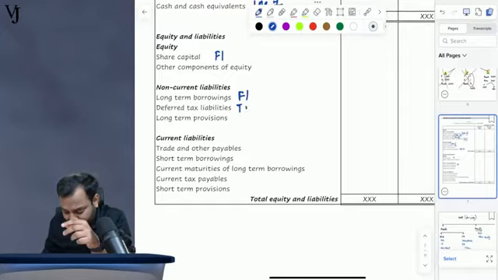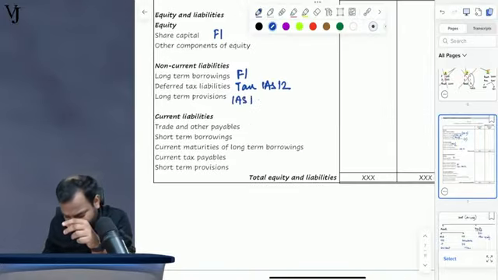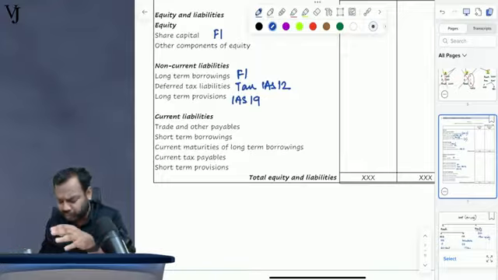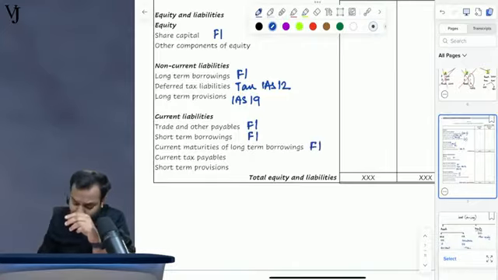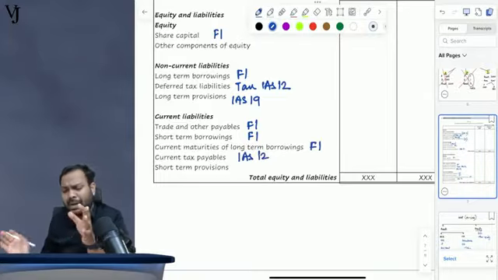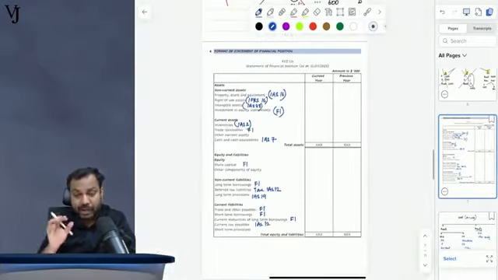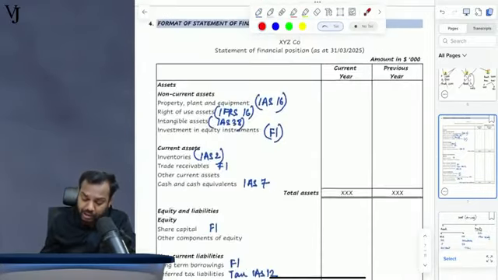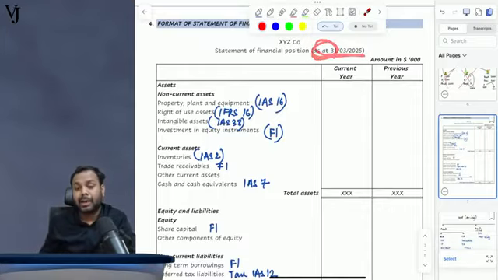Deferred tax liabilities, income tax under IAS 12. Long-term provision is under IAS 19, which is not there in FR but there in SBR. Trade and other payables under financial instruments. Short-term borrowings, financial instruments. Current maturities, financial instruments. Current tax payables, IAS 12. Short-term provisions can come under multiple standards. So this is how we have mapped to our syllabus. But remember, this statement of financial position is as at a particular date.